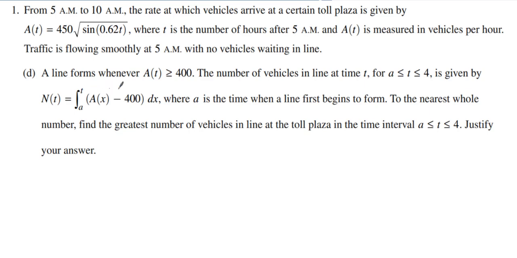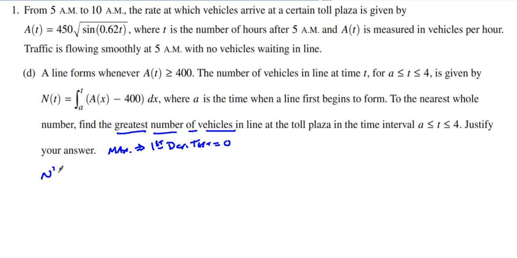And so you can see it says a line forms whenever the rate exceeds 400. Okay, and it says the number of vehicles from A to T is given by this function right here. And you can see we have the fundamental theorem of calculus jumping in here. And so we want to know the greatest number of vehicles. We want to know a maximum. So what do we do with the maximum? We're going to take the first derivative test, and we're going to set that first derivative equal to 0.